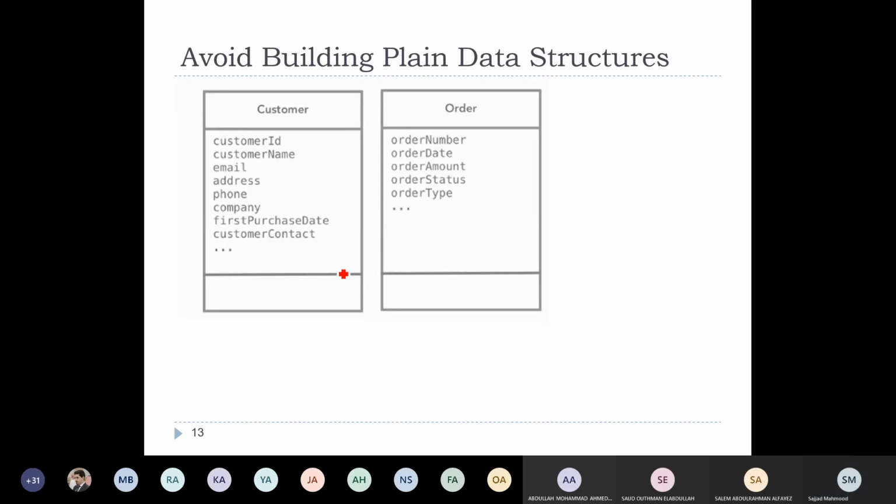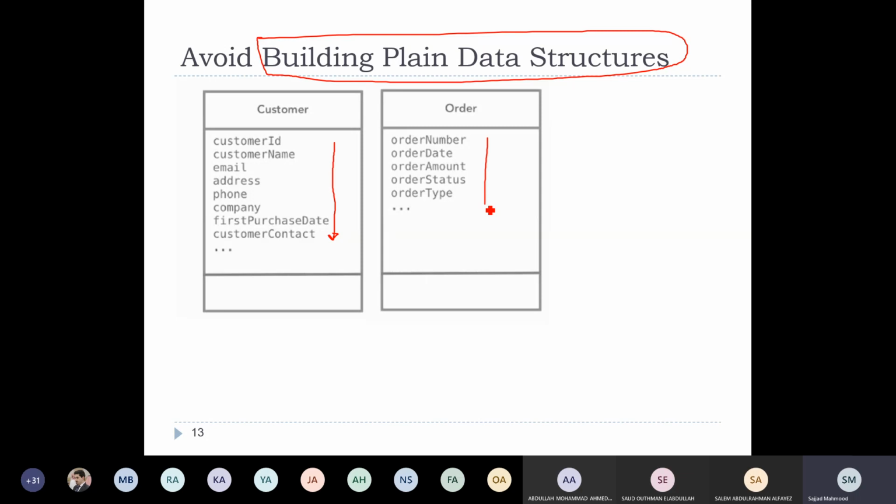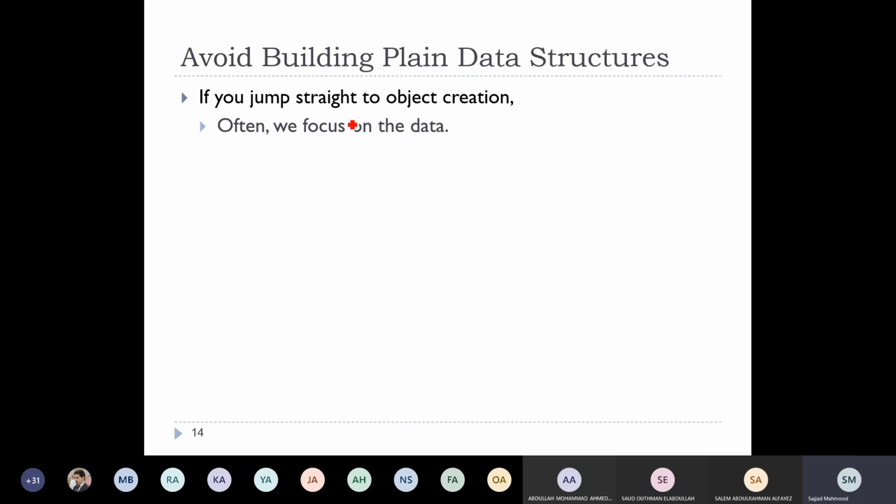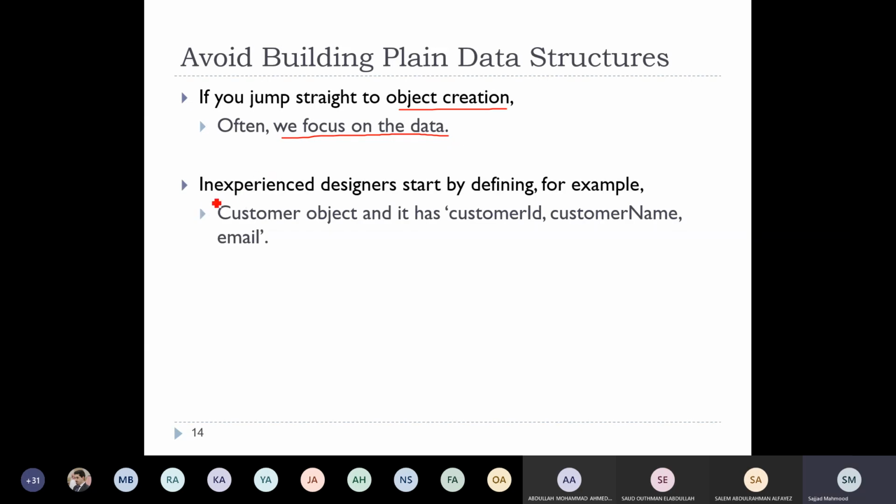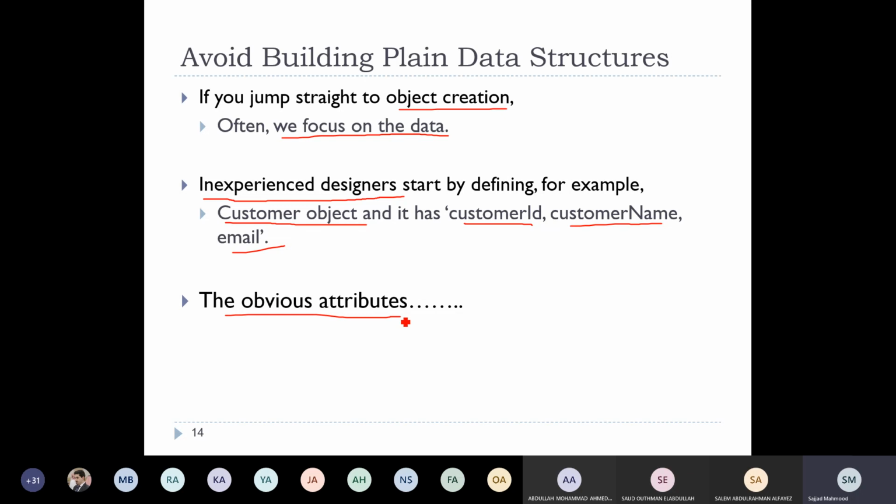Now, what I'm saying here is to avoid building plain data structures. What we have done here is that we have customer ID, name, email address, phone number, and so forth. Similarly, for order we have number, amount, status, type. The key point is that if you jump straight to object creation, often we will focus on data. If we are less experienced as designers, we will start by thinking about the customer object and say it has customer ID, customer name, email. Well, they are very obvious attributes and there's no doubt about it.